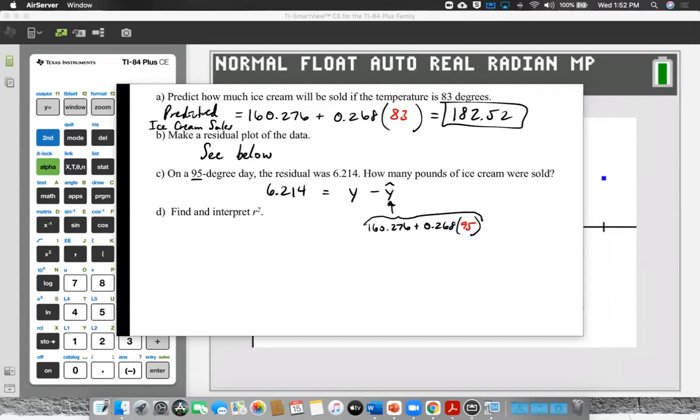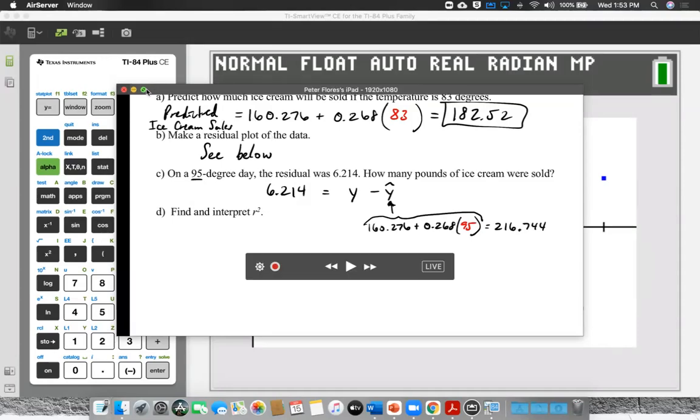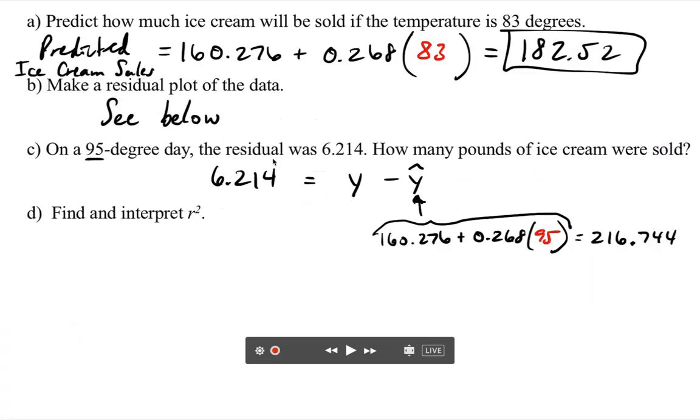What do you get? 216.744. And then you just solve for it. Then that's just gonna leave one variable, right? So anytime you just have one variable, you can solve for it just using algebra.